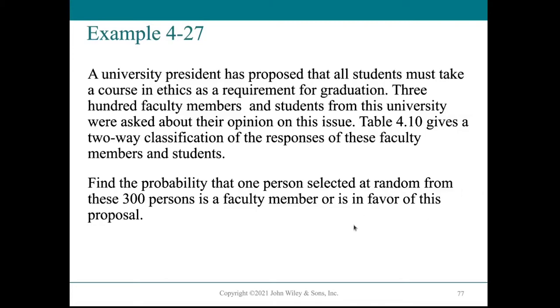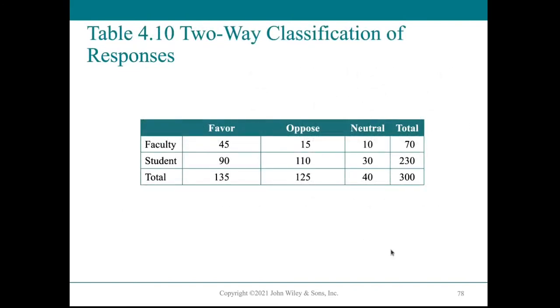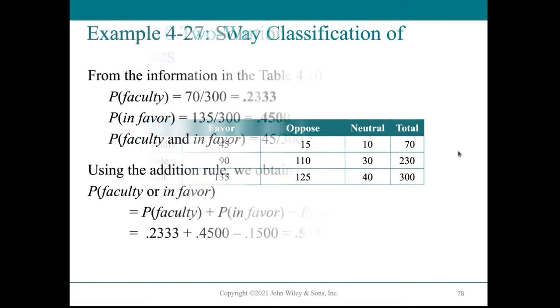So take note here, the keyword here is or. If it's and, it's a joint probability. If it's or, it's just a simple addition or union of two possible probabilities. So you have the or. So favor and oppose, whether you're a faculty or a student. So favor, oppose, or neutral. So total is 300 respondents.